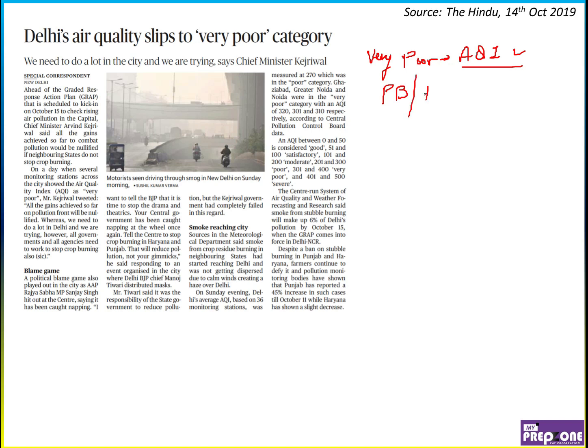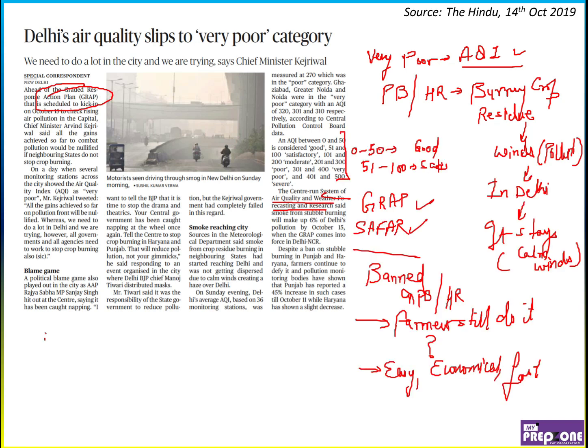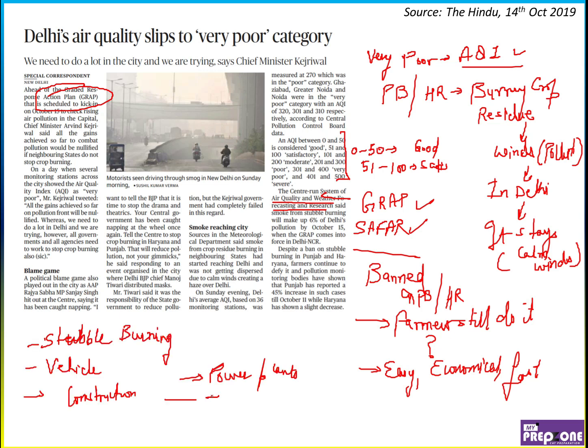Very poor air quality index. We need to understand about air quality index. Now we know that Punjab and Haryana are the two important neighboring states that are burning crop residue, and action by the government is not enough. So there are many reasons why Delhi's air becomes polluted, trees, etc.